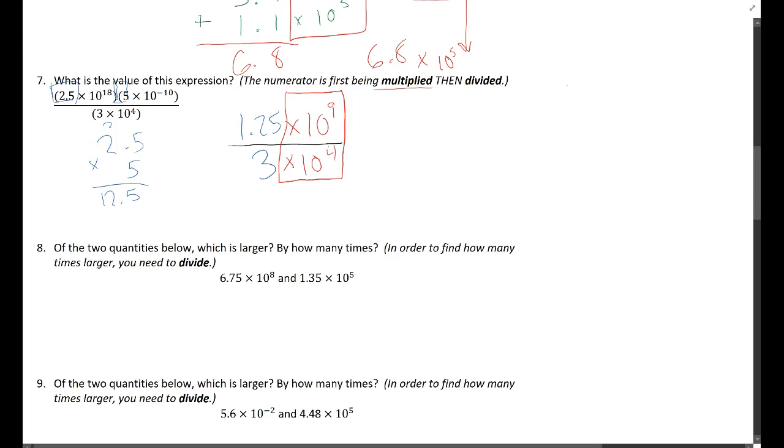I get 0.413 times 10 to the 9, and I'm dividing by 10 to the 4. 9 minus 4 is 5. So 0.413 times 10 to the 5.